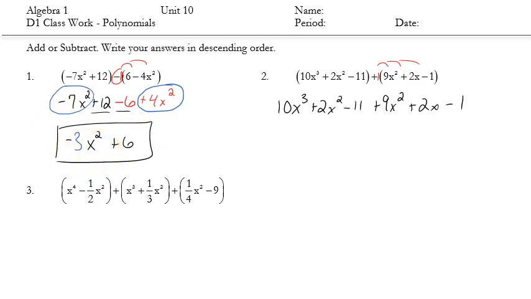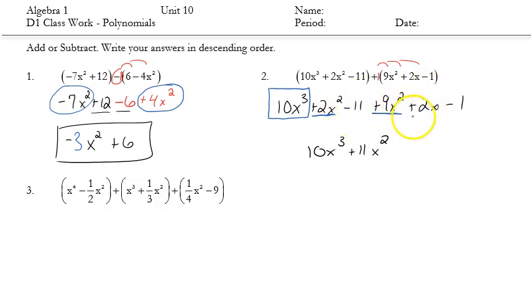The descending order plays a bigger role in number 2 because I have an x cubed term here, but no other x cubed terms, and I did not make a mistake on that. So that's 10x cubed. Then I go to my next largest exponent, which is a 2. I have a plus 2x squared, a plus 9x squared, and those are my x squared terms. I'm going to write that one next. Plus 2 plus 9 is plus 11, and those are x squares. Remember, combining like terms, exact same base, exact same exponent, and you keep those the same.